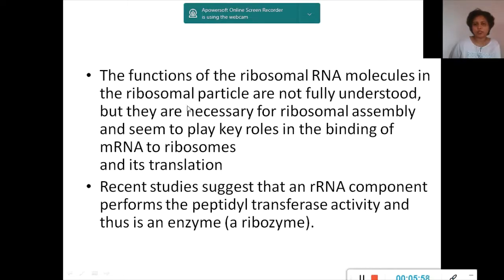The function of the ribosomal RNA molecule in the ribosomal particle is not fully understood, but they are necessary for ribosomal assembly, and they play a key role in the binding of the mRNA to the ribosomes and its translation. Recent studies also show that some of the rRNA components have peptidyl transferase activity, and thus the ribosome is an enzyme.